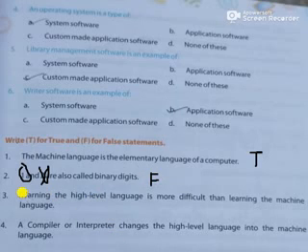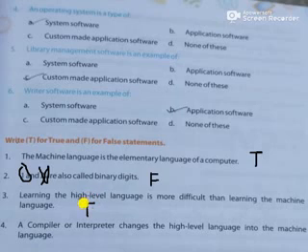Now move to the next one. Learning the high level language is more difficult than learning the machine language. But no, machine language has 0 and 1, so that is more difficult. High level language consists of English kind of language, so that's why it is easier to learn. So the third one is also false.